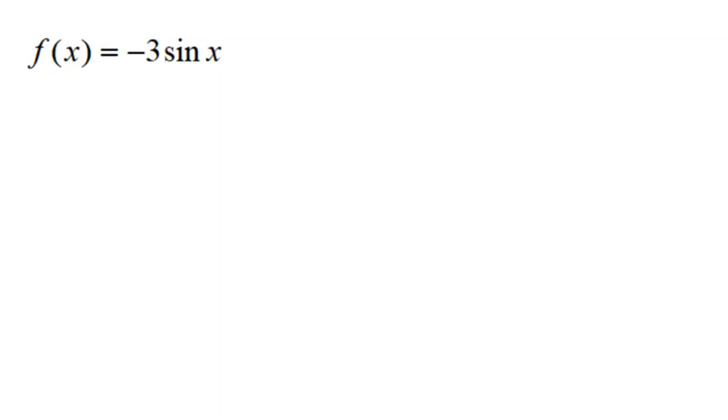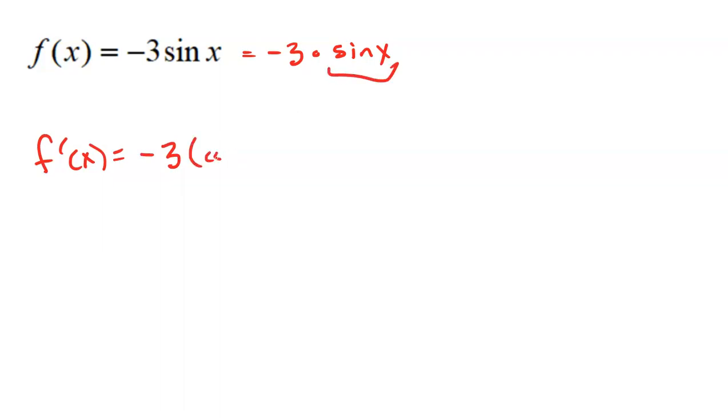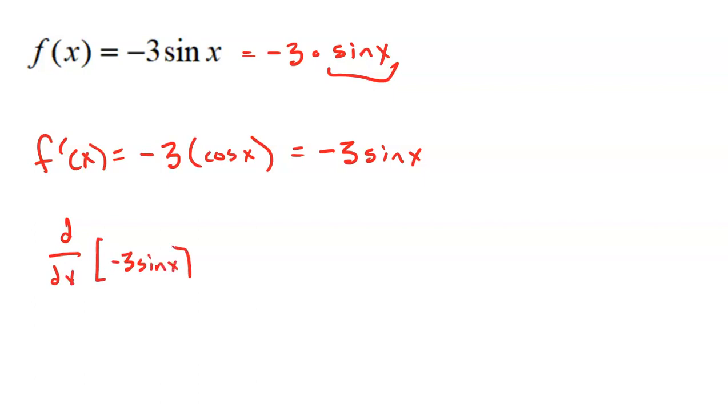All right, here's another one. And again, understand that this is really just a constant multiplier, negative 3 times sine of x. And when you're finding derivatives, f prime of x, what do you do with the constant multiplier? Just leave it there. And what's the derivative of sine? Cosine of x. Nice and easy. So therefore, my final answer is negative 3 sine of x. Very simple. The derivative with respect to x of negative 3 sine of x is equal to negative 3.